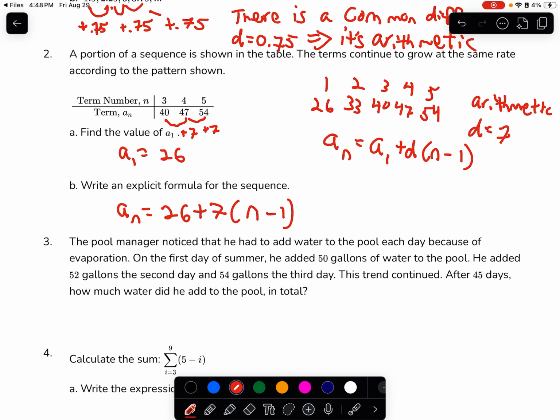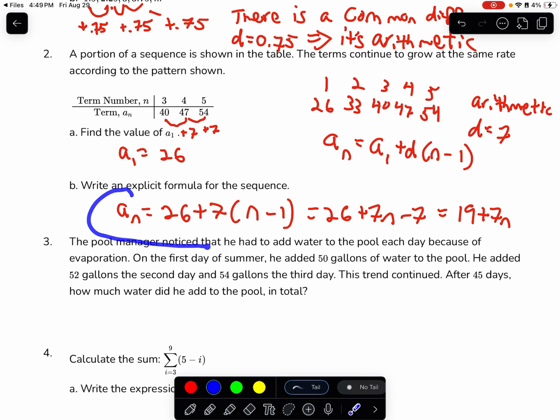Or, if you wanted to distribute the 7 and combine like terms, you don't have to for your test, but if you wanted to, right? So that would be A sub n equal to 26 plus 7n minus 7. And 26 minus 7 is 19. So you have 19 plus 7n. So that's an explicit formula. You're golden if you just leave it like this.